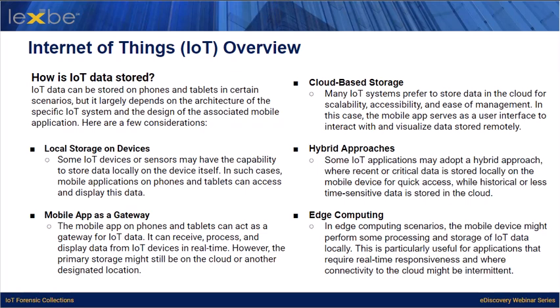Cloud-based storage is the top place you'll find the data stored for Internet of Things devices. Many IoT systems prefer to store data in the cloud for scalability, accessibility, and ease of management. In this case, the mobile app serves as a user interface to interact and visualize data stored remotely. So everything can be stored in the cloud. You can access it on the application on your phone, or you can, say, go to a website, log in, and you'll be able to see all the data there as well.